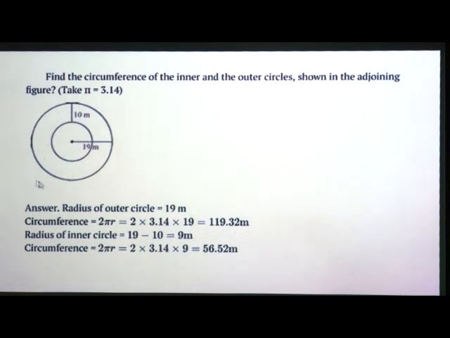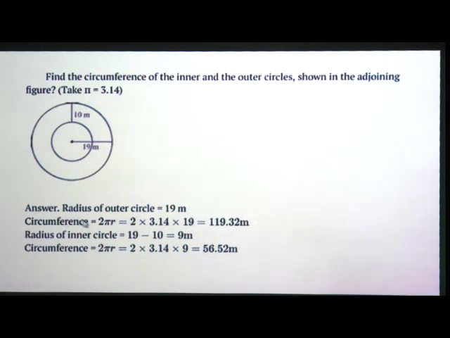Now, what is given to us by seeing the figure? The radius of the outer circle, which means the center to the outer arc, is given as 19 meter. So, what is given in the figure, we will write here. The radius of the outer circle is equal to 19 meter.